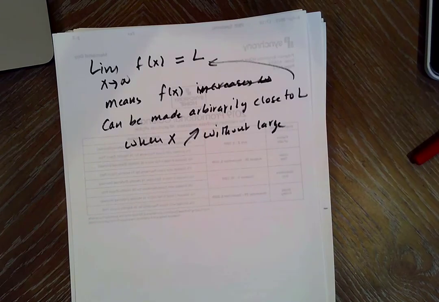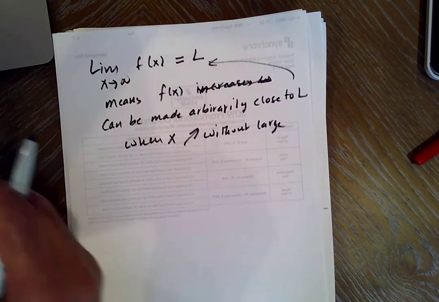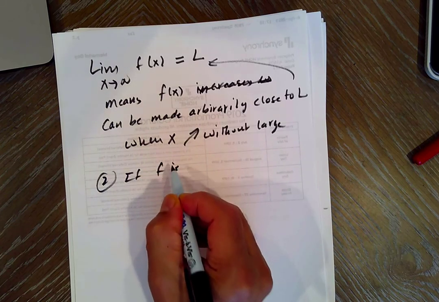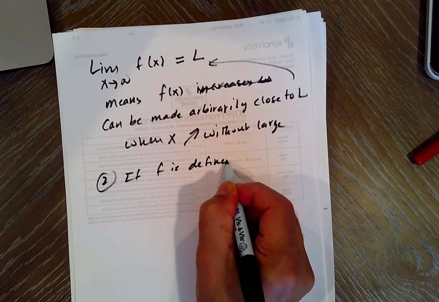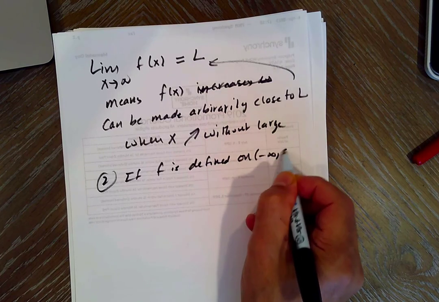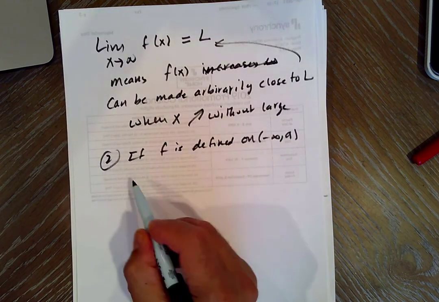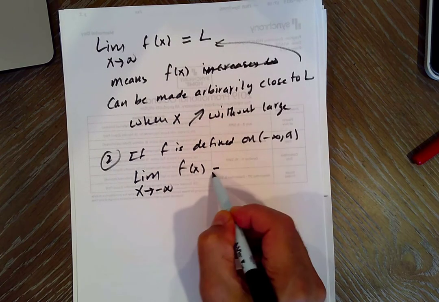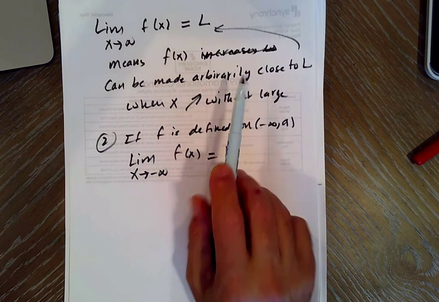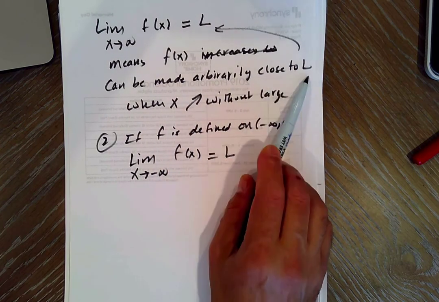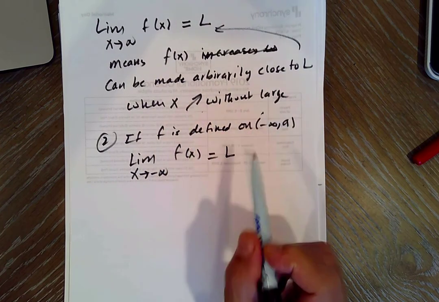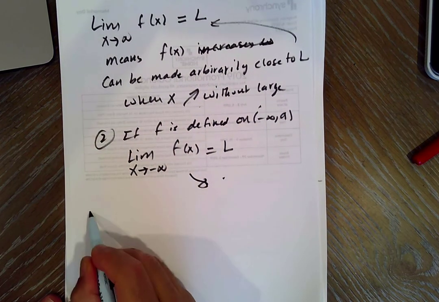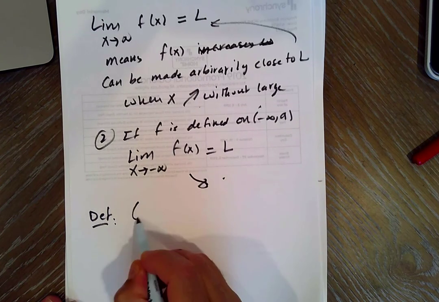Same with negative infinity. If f is defined on negative infinity to a, then the limit as x goes to negative infinity of f of x equals L. It means f of x can be made arbitrarily close to L when x decreases without bound. Okay, decreases without bound. And now comes the horizontal asymptote definition.